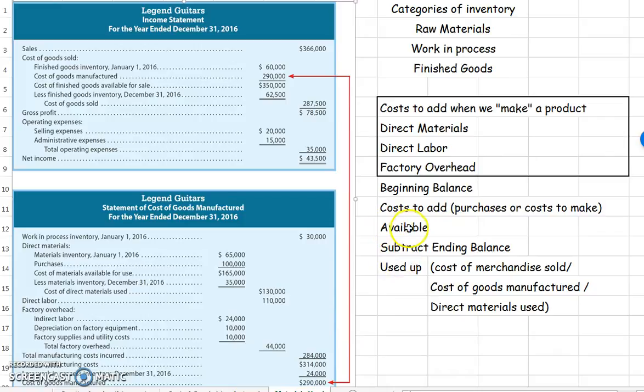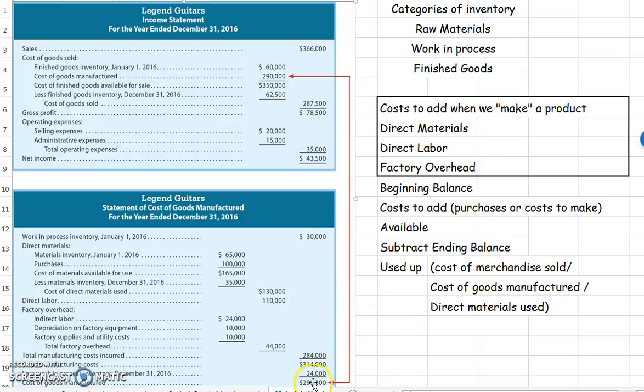So I'm right here under this available. I subtract out ending work in process of $24,000, and that gets me to cost of goods manufactured. That's another way of saying what I've used up. So that must have been my cost of goods manufactured. So I've included that right here under used up. So I sort of have one of these calculations inside another calculation.